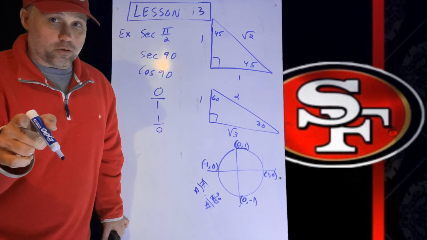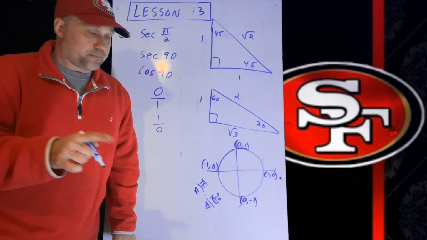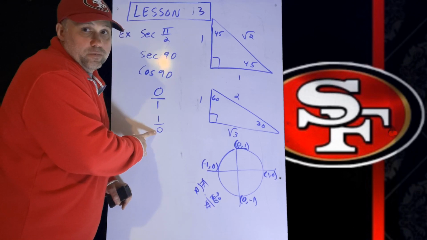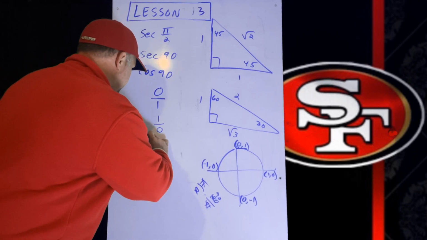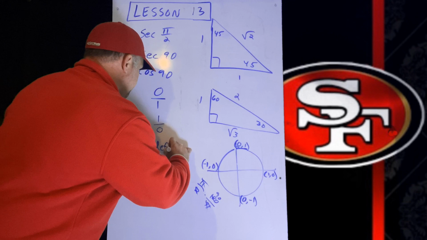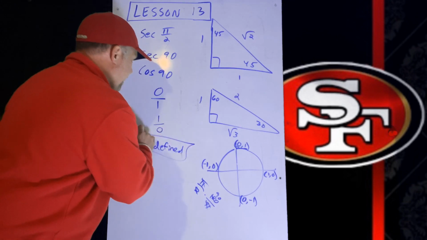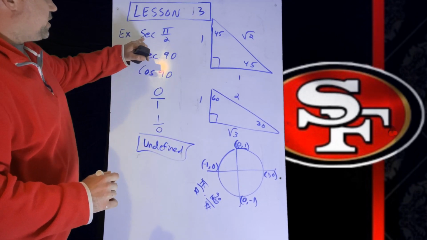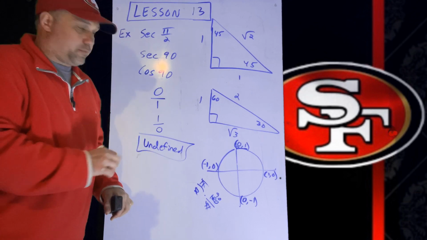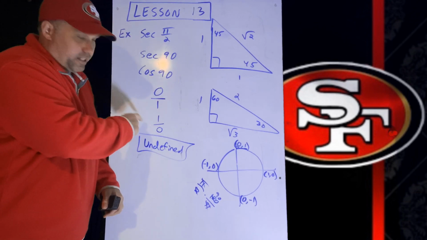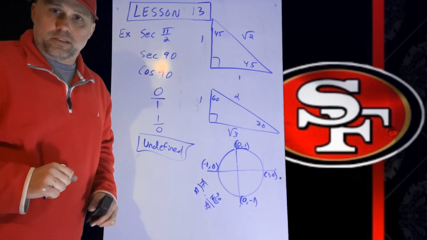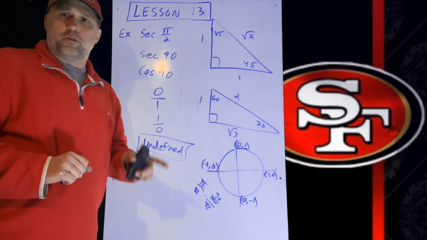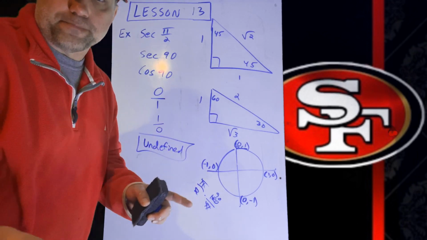We've seen that before. 1 over 0 is a problem because I can't divide by 0. So this ends up being undefined. So you actually can't find the secant of 90 because it's undefined, because when you flip the cosine, it gives you a 0 in the denominator. I want to show you one more with pi over 2, and then we'll be good.